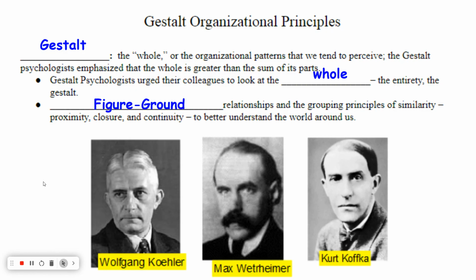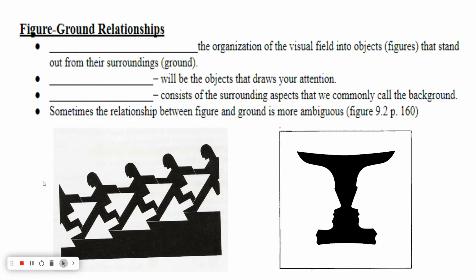There are several relationships that they emphasized. One is the relationship between the figure and the background, or figure-ground relationships. It's also a way that we group items that seem to be similar, or we can group by proximity, closure, or continuity, as a way to better understand the world around us.